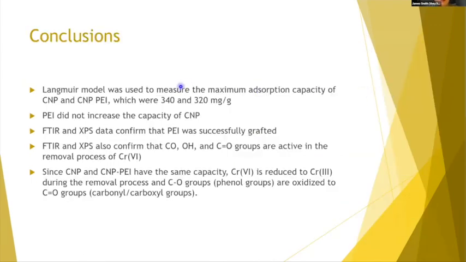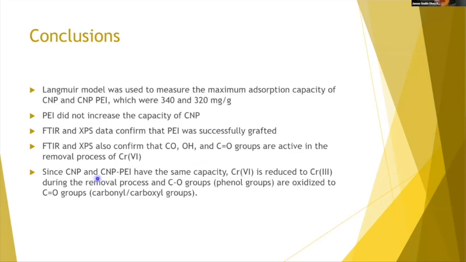So for our conclusions, the Langmuir model was used to measure our maximum absorption capacity, which was 340 and 320 milligrams per gram for CNP and CNP-PEI respectively. PEI did not increase the capacity since these were essentially the same. FTIR and XPS data confirmed that our PEI was successfully grafted and that COOH and C double bond O groups are active in the removal process of chromium 6.